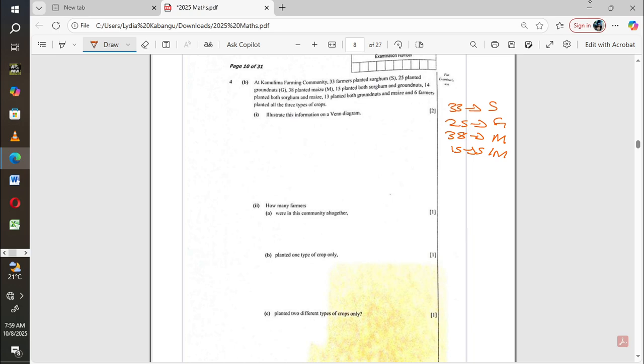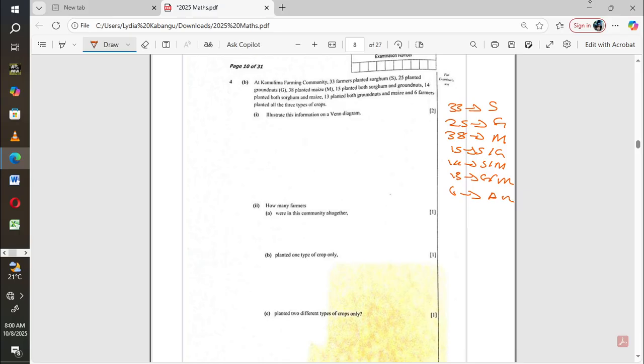15 planted both sorghum and groundnuts. 14 planted both sorghum and maize. 13 planted both groundnuts and maize. Then 6, that's for all the 3.